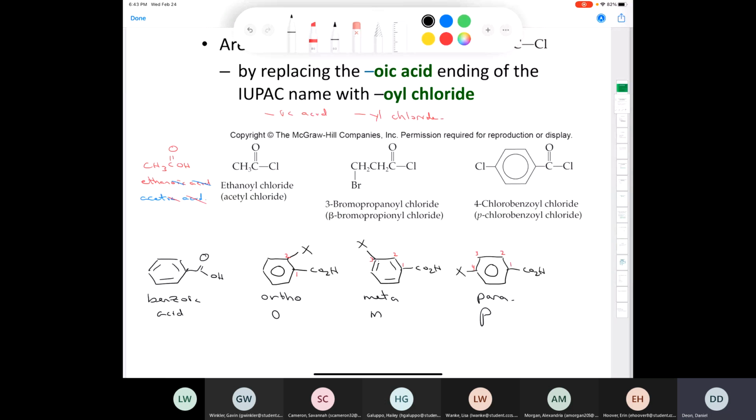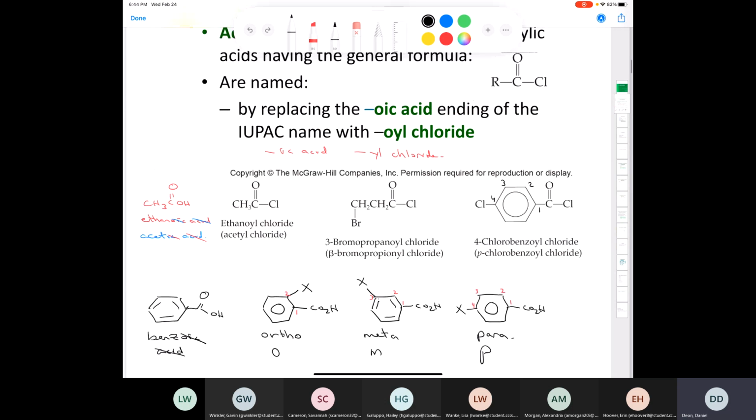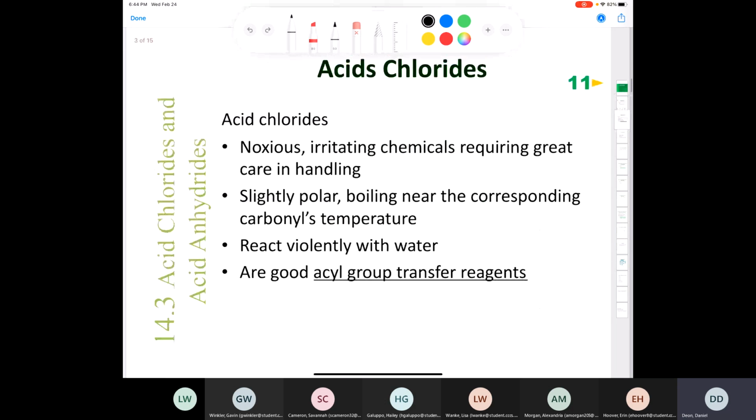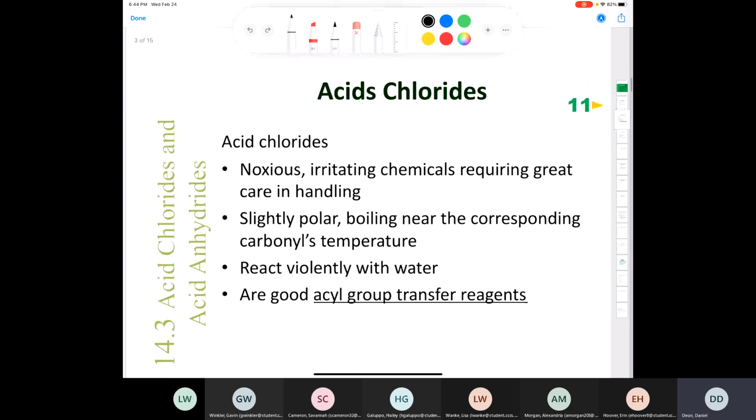So we could either call it 1,4-chlorobenzoyl chloride, right? Benzoic acid, you get rid of oic acid, you change it to oyl chloride, or it can be para-chlorobenzoyl chloride. There we go. So that's how you name an acid chloride, from either the common name of an acid or the IUPAC name of an acid. What about the properties of acid chlorides?